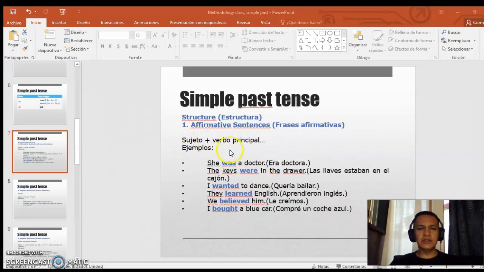We start with the subject, followed by the principal verb in simple past form, as you can see in the structure of this sentence. In these sentences we are applying the verb to be. She was a doctor. The keys were in the drawer. These two are the verb to be. And the next one is applied with another verb. The verb want, we add -ed as we saw in the first part of this class.